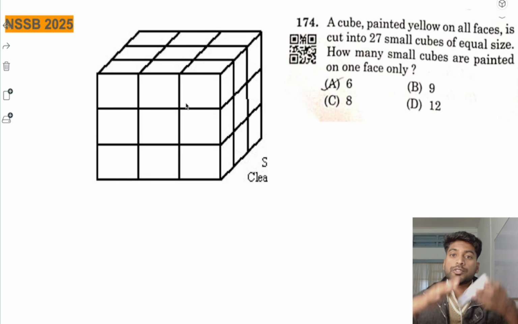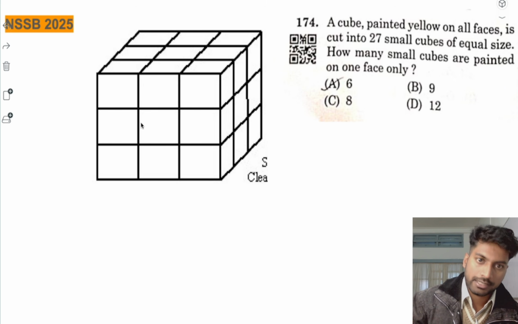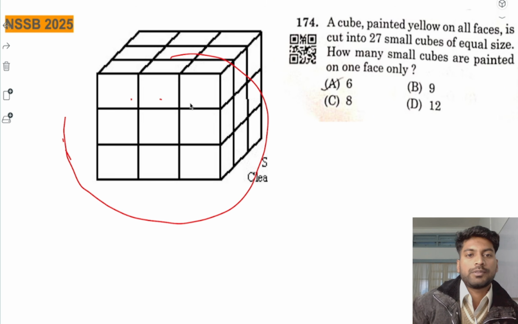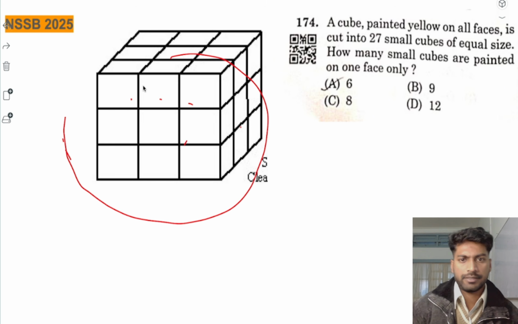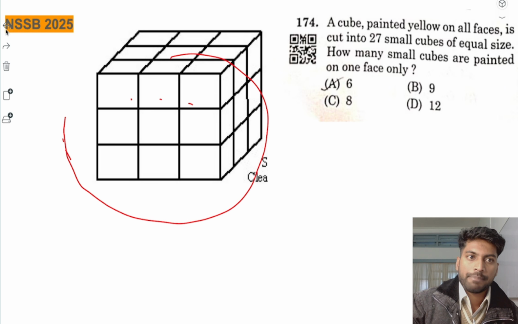You can assume your room as a cube also. Okay, and I colored yellow. Now they are saying they cut it into 27 small cube pieces. देखो this is a big cube, and I cut this into 27 pieces. Okay, 1 2 3 करके 9, 9, 9 करके it's 27 pieces. Okay, equal. After that the question is how many small cubes are painted on only one face.